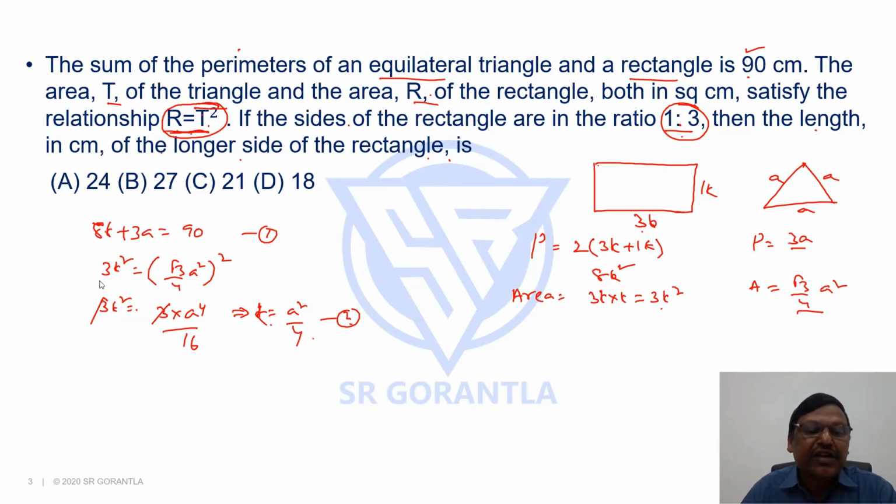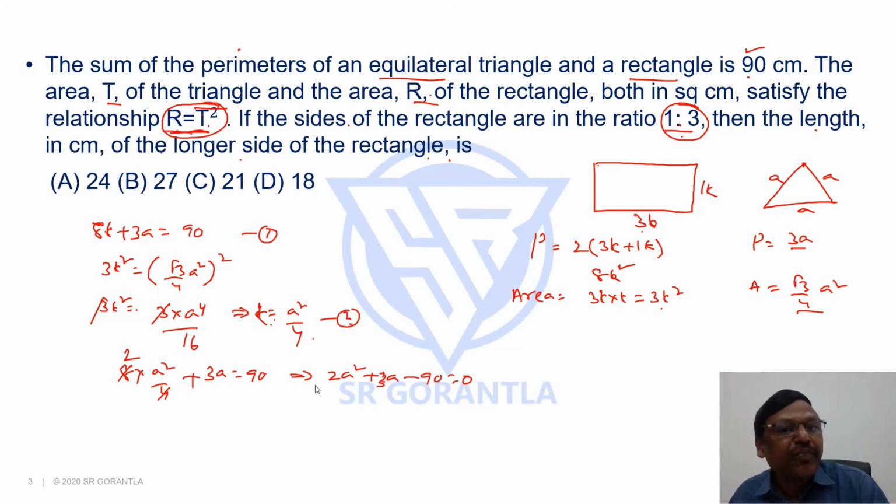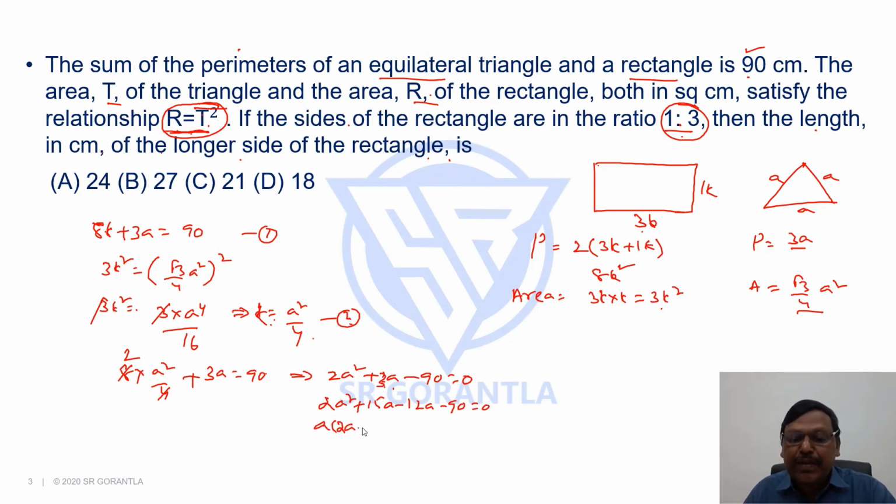Let me substitute this in the first equation. 8 into k means I can write 2a squared plus 3a equals 90. You can see here, if we simplify, 2a squared plus 3a minus 90 equals 0. So if I factorize it, 2a squared plus 15a minus 12a minus 90 equals 0. If I take a common, 2a plus 15. If I take minus 6 common, 2a plus 15.